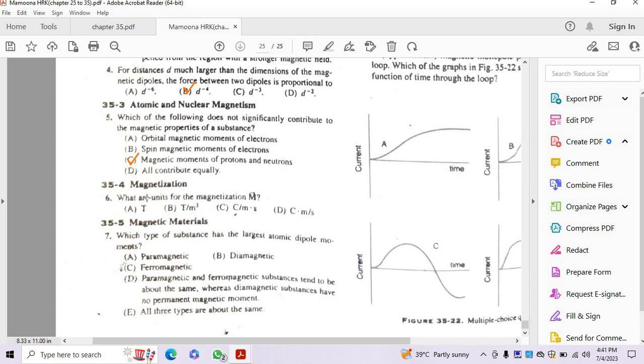Question number 6 is, what are the units for the magnetization? Option A is Tesla per meter cube, option B is coulomb per meter second, and option C is coulomb per meter per second.